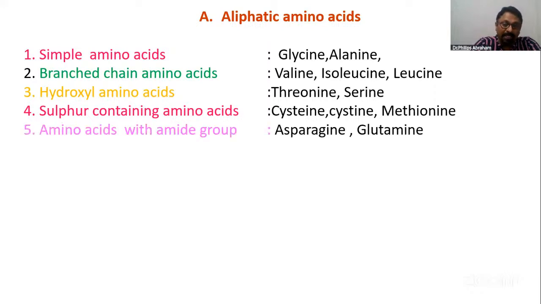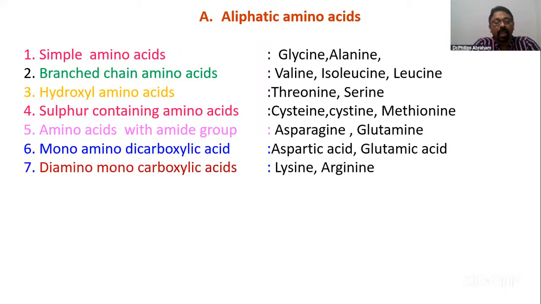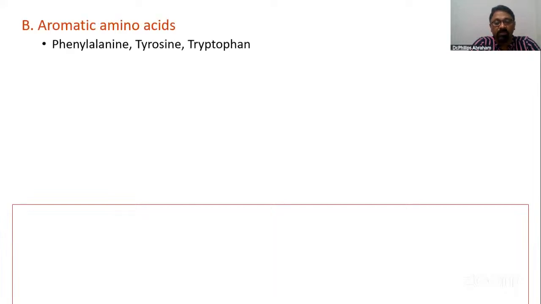Then with amide group, asparagine, glutamine, and dicarboxylic acids, that means acidic, aspartic acid and glutamic acid, and diamino, that means 2 amino groups minimum, lysine and arginine. And this one is also basic. So name the basic amino acids: lysine and arginine. Of course, one more is histidine also. Okay, that's one type of classification.